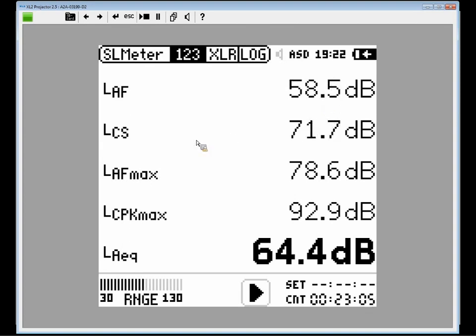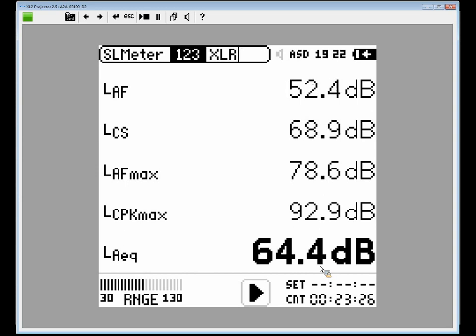Then we have the LAF max and the LC peak max that I have explained to you. That was the highest RMS value, the highest rectified value that has occurred since I started my recording. And here the LAEQ is a very stable one. That gives me the average level of my voice in this room.